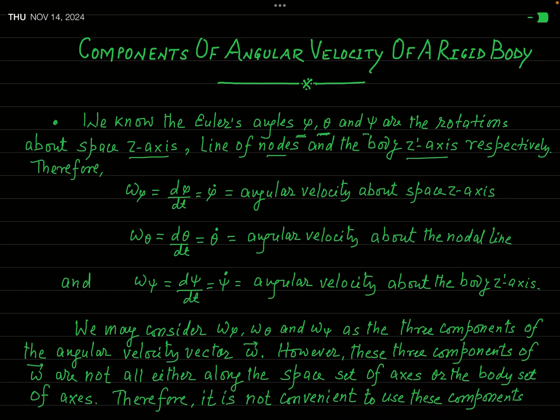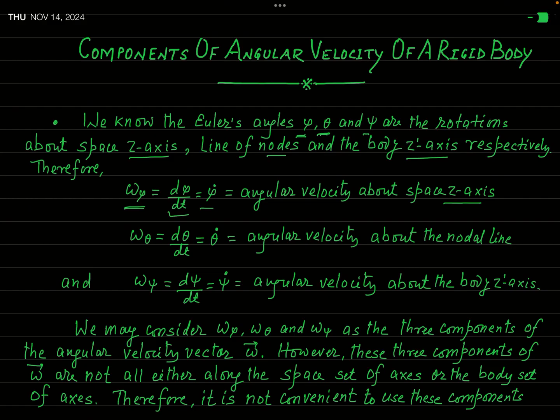Now, as all these three Euler angles are angles of rotation about different lines or axes, their time derivatives will give the angular velocity of the body about that line or axis. So corresponding to the Euler's angle phi, we define the component of angular velocity denoted by the symbol omega phi, and this is defined as d phi by dt, or in dot notation, phi dot. And what is this omega phi? As I have told you, this is just the angular velocity about the space z-axis, because phi is the angle of rotation about the space z-axis, so its time derivative gives the angular velocity of the body about the space z-axis.